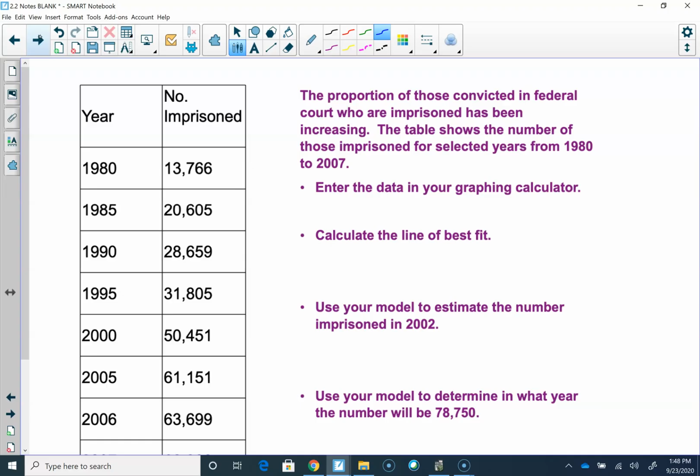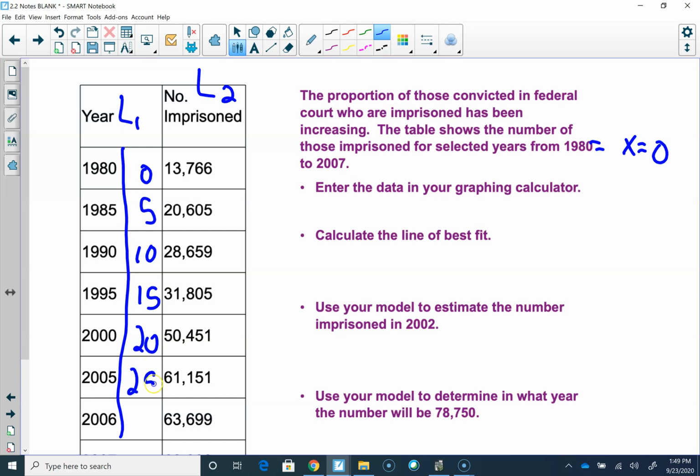All right, next one, a little bit longer problem here. The proportion of those convicted in federal court who are imprisoned has been increasing. The table shows the number of those imprisoned for selected years from 1980 to 2007. So here is my L1, here is my L2, and it says that it shows from 1980, so that's going to be my year 0. So when I put it in my calculator, year 0, year 5, 10, 15, 20, 25, and this last one is 26. It's only 1 year difference there.